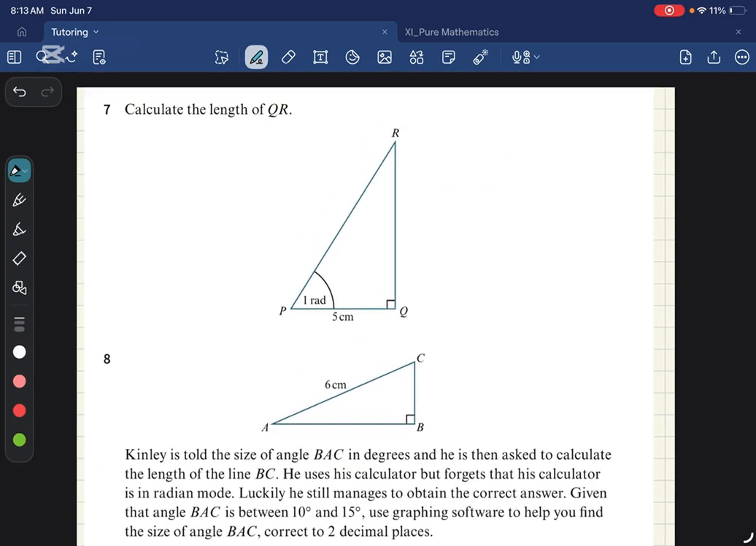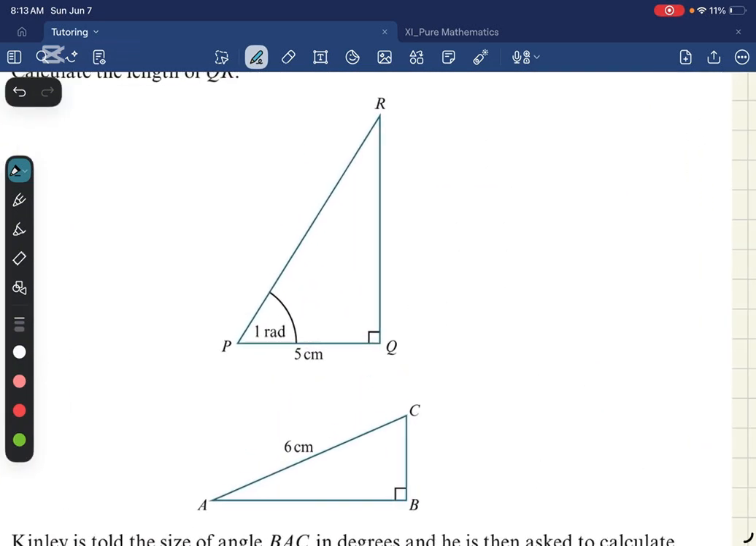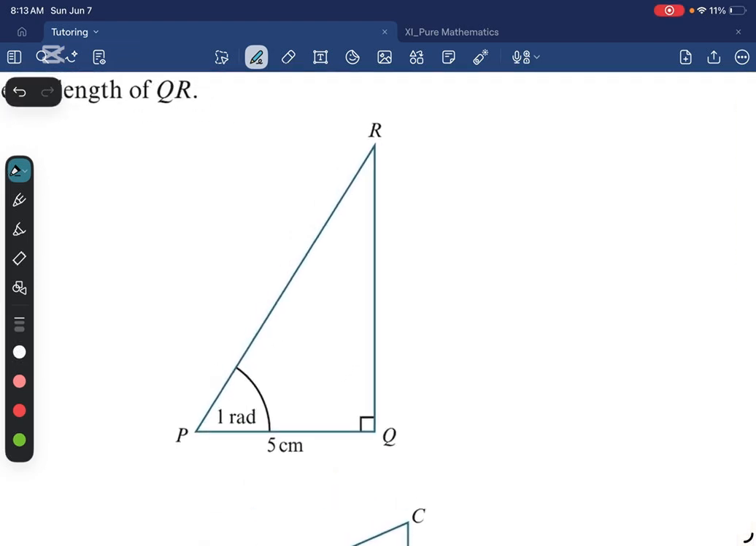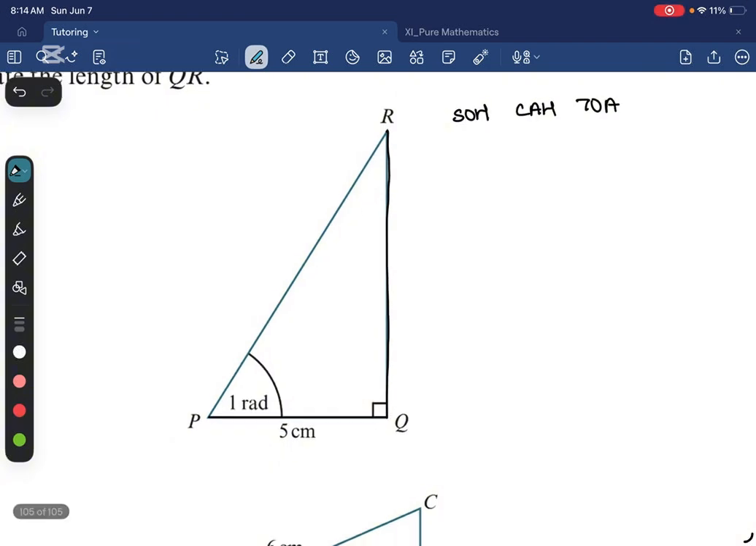So calculate the length of QR. Now you have to remember some of your basic trig. So you have SOH CAH TOA. That helps, right? And QR is the opposite. You are given your adjacent and you are given your angle, right? So opposite, adjacent, we have that.